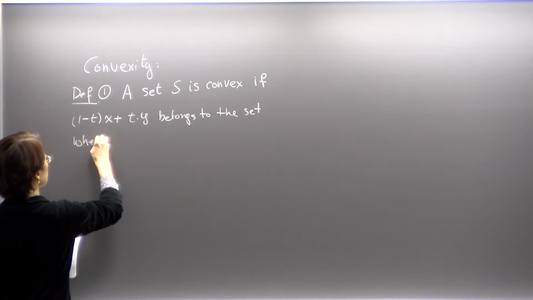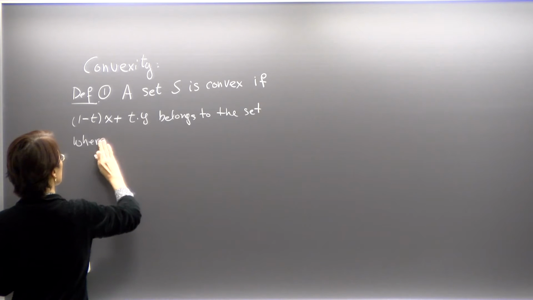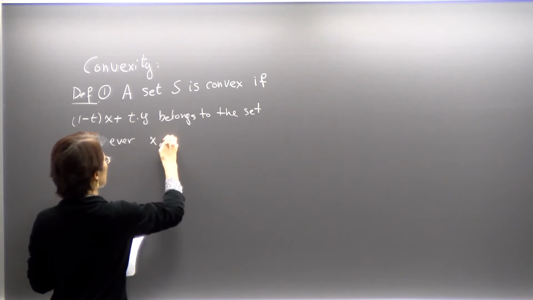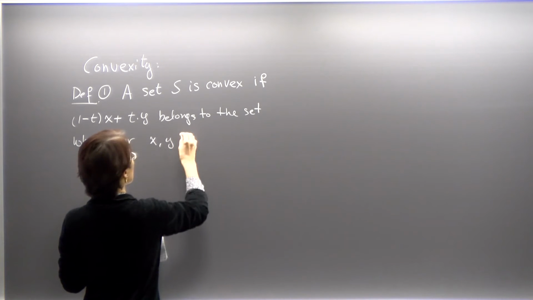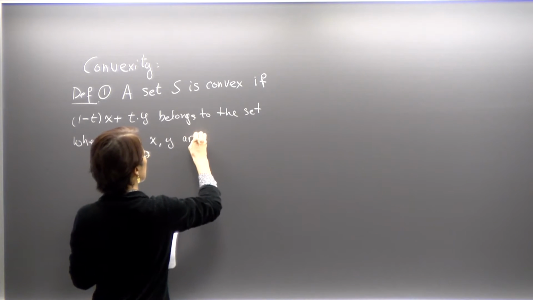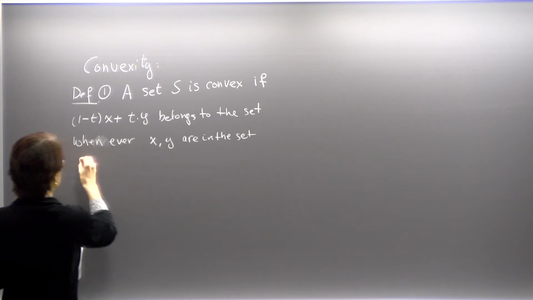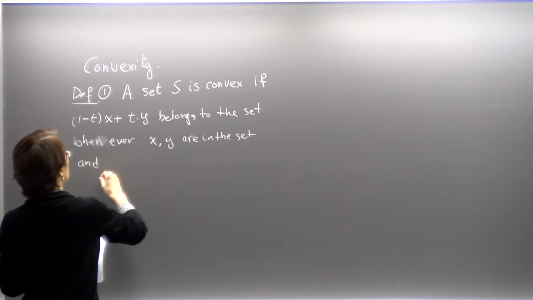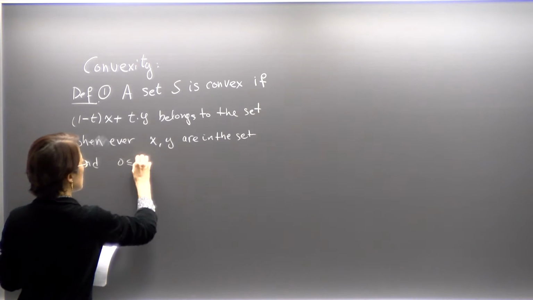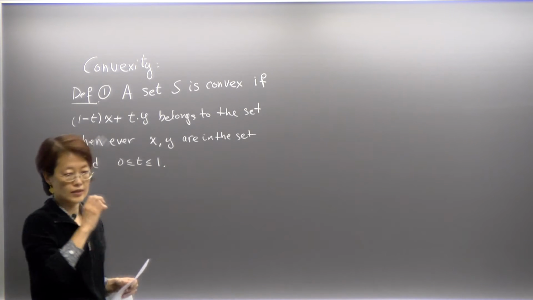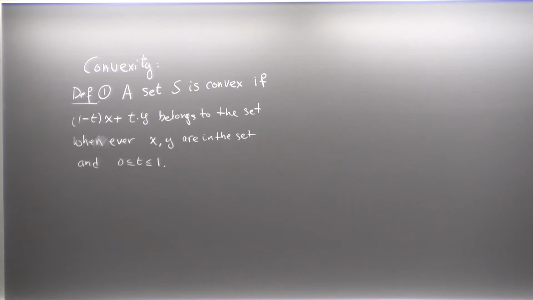whenever x, y are in the set, and this t here is a number between 0 and 1. Have we ever heard of such a definition before somewhere? Nope? Yep.